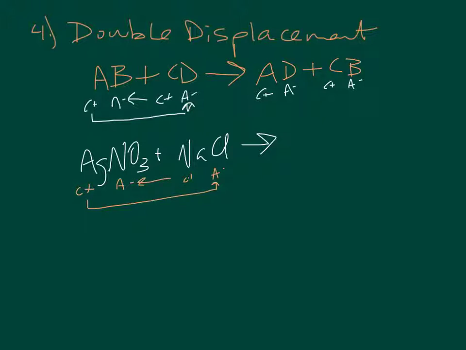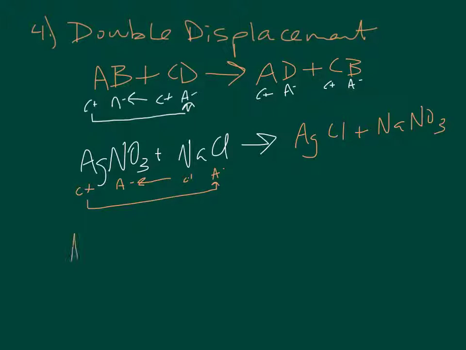So what I end up with is silver chloride plus sodium nitrate. Of course we want to check and make sure that our charges are all correct because these are all ionic compounds, and in this case everything happens to be either +1 or -1, so it all works out. And since everything is all +1 -1s, this equation is already balanced. Let's do another one.